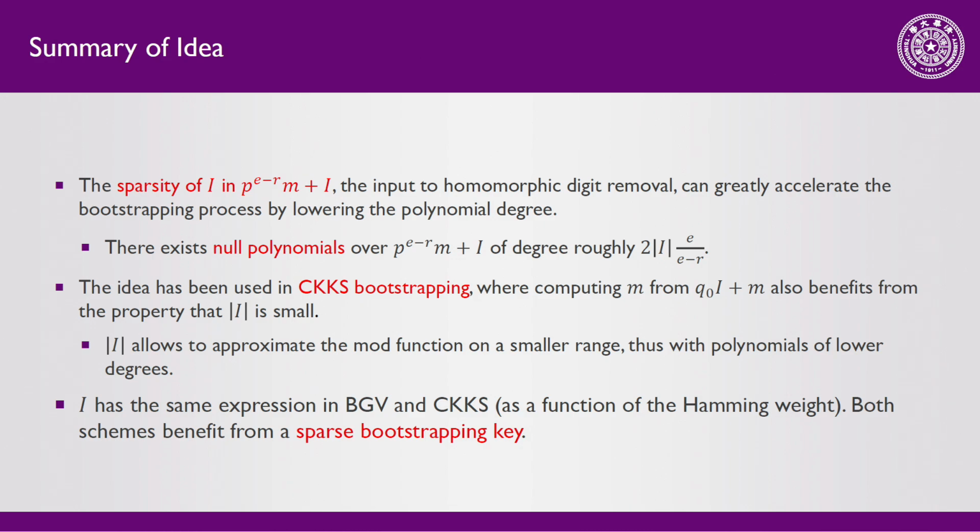So in both BGV and CKKS bootstrapping, the term I has the same expression as a function of the Hamming weight, and both schemes benefit from a sparse bootstrapping tree. And this is exactly why we have renamed the error term epsilon to I, because we want to show the connection with CKKS bootstrapping. And thank you for listening.